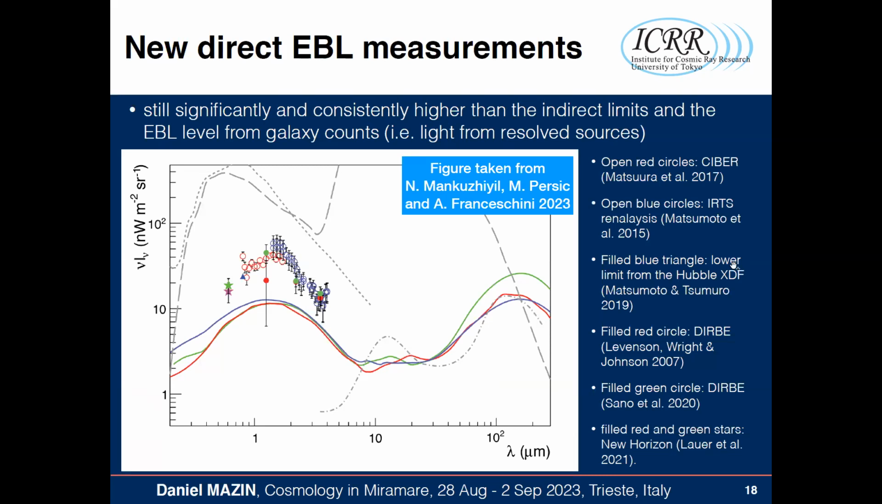But these are very different types of instruments, very different groups of people working on them, and all of them are getting kind of consistent data here, which is like a factor of 3 higher than the resolved galaxy counts, which is represented by the lines here. So it's still controversial where it's coming from.